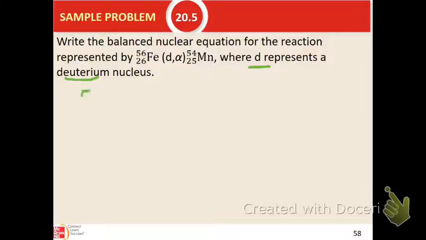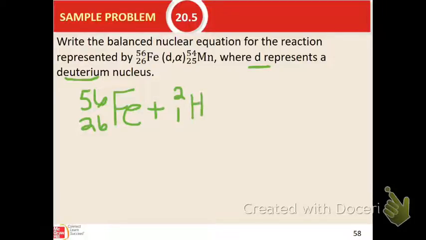So you have 56,26 Fe, and we are going to bombard it with deuterium. So that's a 2,1 hydrogen. And so it's going to emit an alpha particle. You need to remember what's the symbol for an alpha particle.